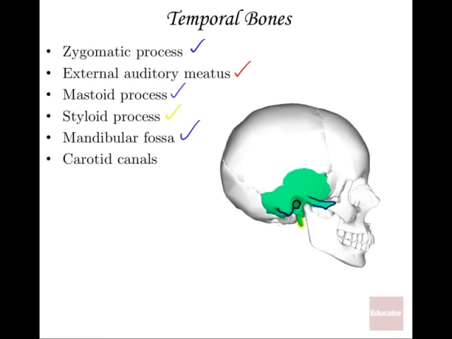And one of the other ones I want to mention is the carotid canals. The carotid canals, those are hard to see from this particular image, but the carotid arteries that feed your brain with blood every second of every day, they go through the temporal bones to get up to the brain.